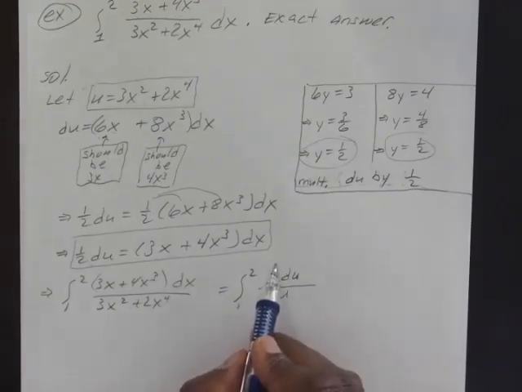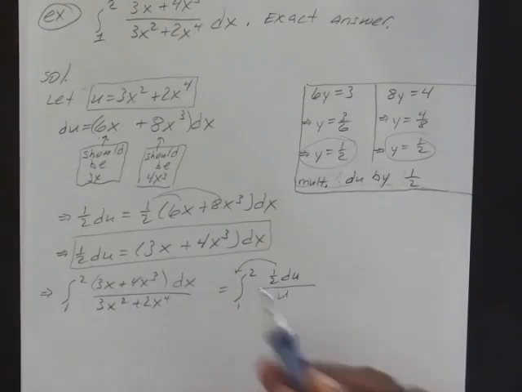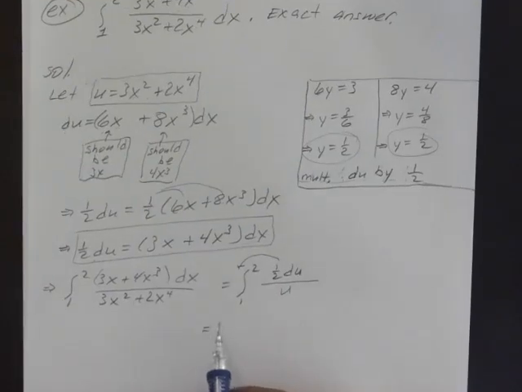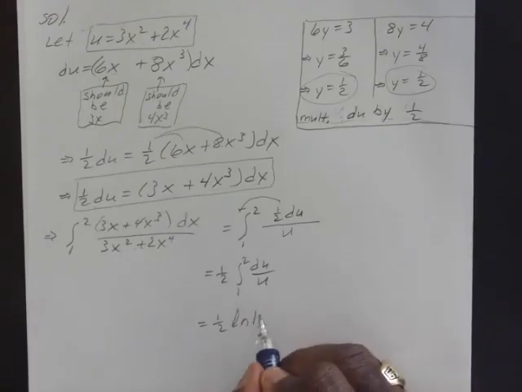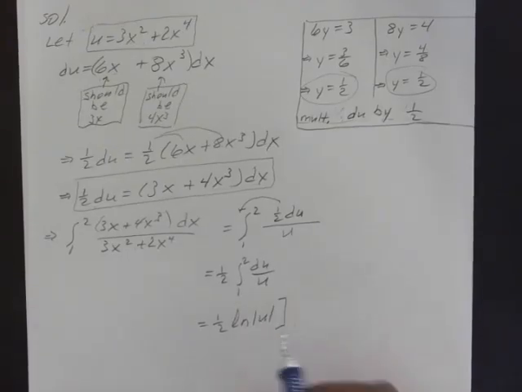So once again, we're going to factor that coefficient right out to the front. So that's just 1/2 times the integral of du over u from 1 to 2. Okay, so we know the integral of du over u is just natural log of u. That's going to equal 1/2 times the natural log of u from 1 to 2.